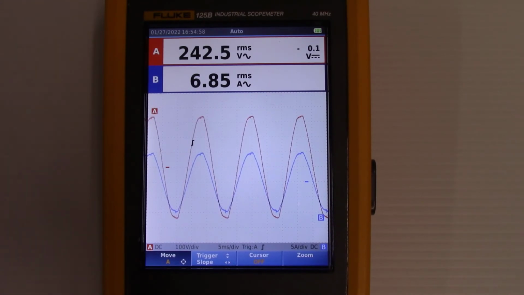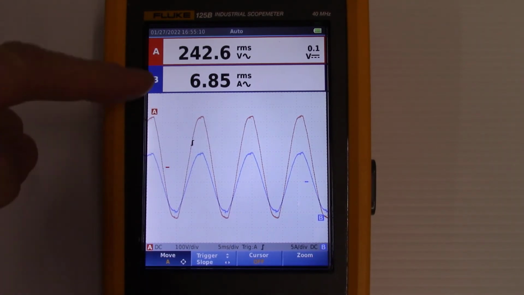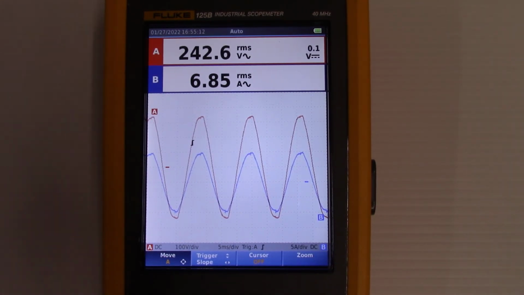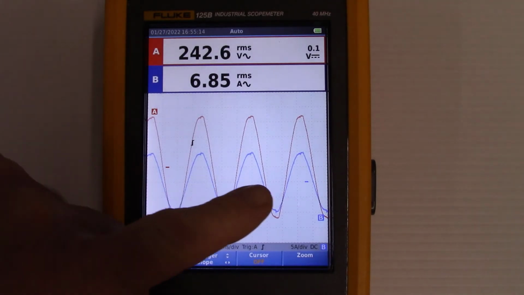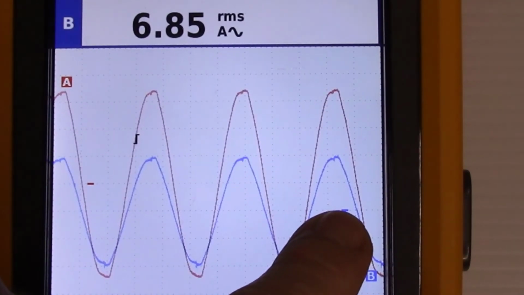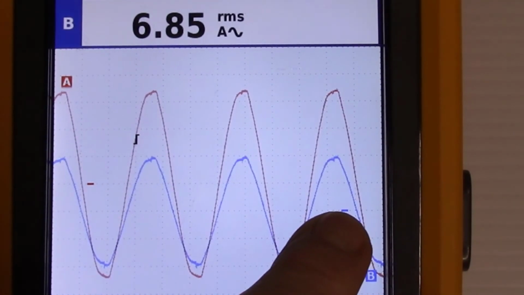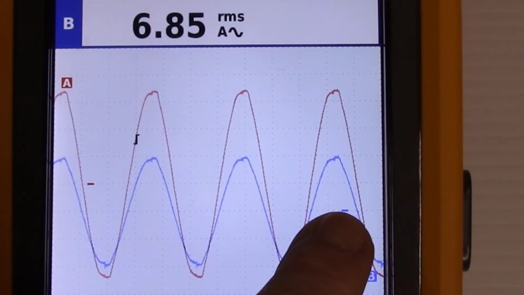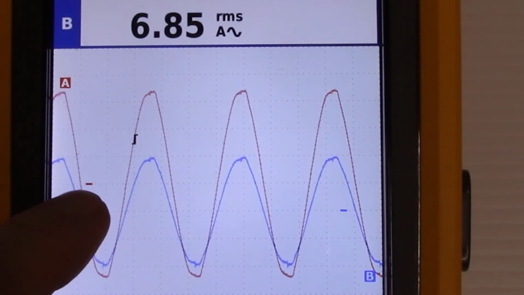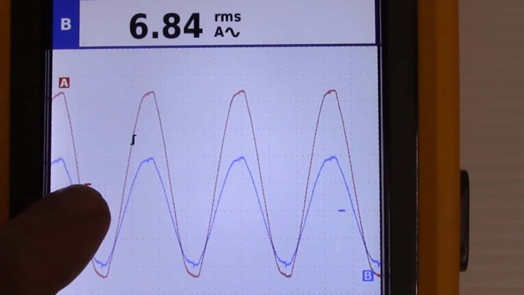Now, 242 volts RMS, 6.85 amps. You'll notice that the two waveforms are separated quite a bit, meaning that the zero line for the blue waveform, which is the current, is down where my finger is here. You'll see that little blue rectangular block. And the center line for the voltage waveform is up here.